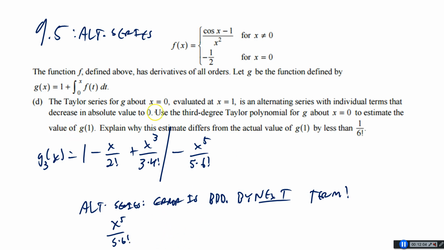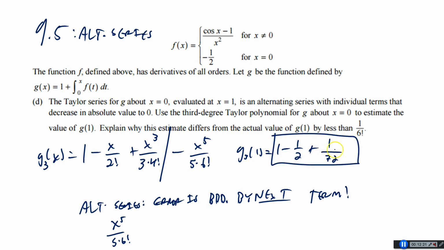They want us to estimate the value of g of 1. So g3 of 1 is going to be 1 minus 1/2, because 1 over 2 factorial is just 1/2, plus 1 over 3 times 4 factorial. 4 factorial, 4 times 3 is 12, times 2 is 24, times 3 is 72. I'd probably stop right there. You could find a common denominator. This is 72 minus 36 plus 1, so it'll be 37 over 72. Double check my math on that.